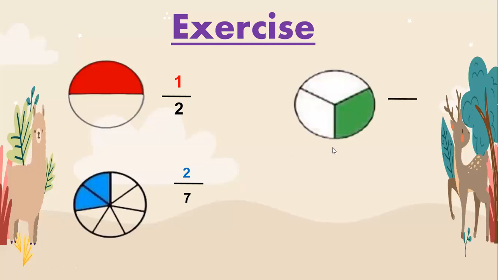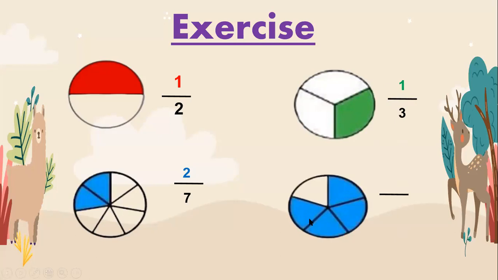Super excellent, bravo. How many colored parts with green? We have only 1 colored part with green. So we will write 1. 1 out of how many parts? The total parts? 3, excellent. So I have 1 at the numerator and 3 at the denominator. The last one, how many colored parts? 1, 2, 3, 4. So I will write 4 at the numerator. How many total parts? 5. So I will write 4 over 5.